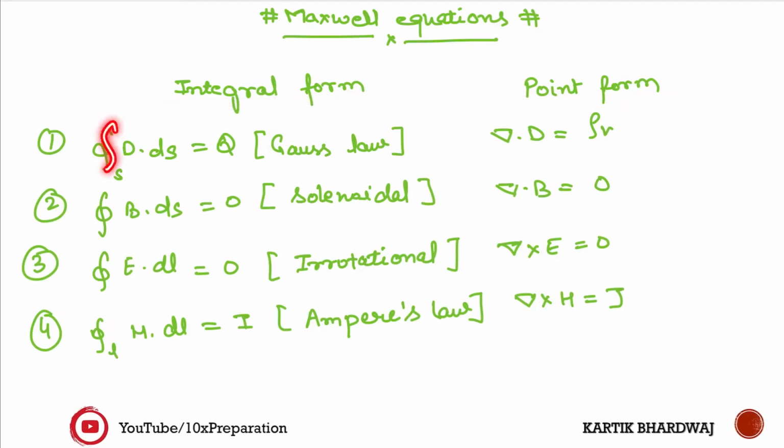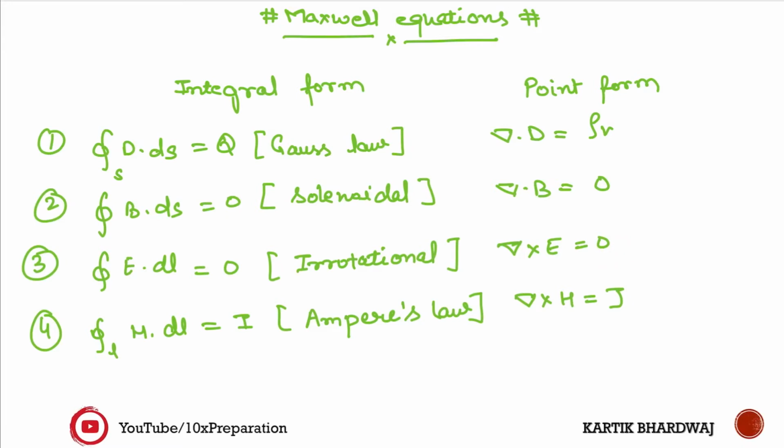In the integral form, the closed integral of D dot dS is equal to Q, and del dot D is equal to rho v. This is the volume charge density, and this is basically Gauss's law. Come back to the second: closed integral of B dot dS is equal to 0, and del dot B is equal to 0. Again, the closed integral of E dot dl is equal to 0, and del cross E is equal to 0.